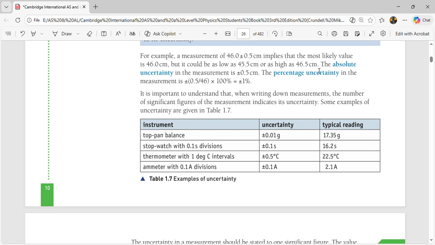What about getting the percentage uncertainty? You basically get absolute uncertainty divided by the measured value, the most likely value, times 100%. Different instruments have different units. Different instruments have different uncertainties. Like an ammeter has an uncertainty of plus or minus 0.1 amperes.